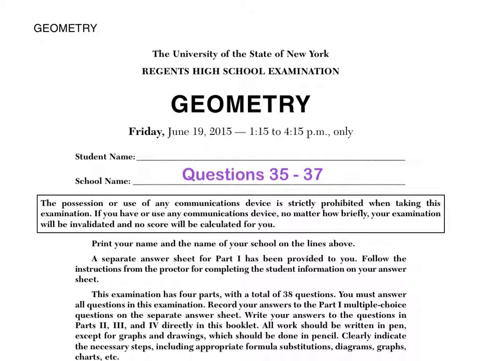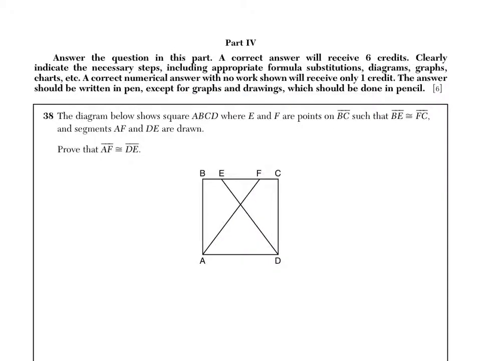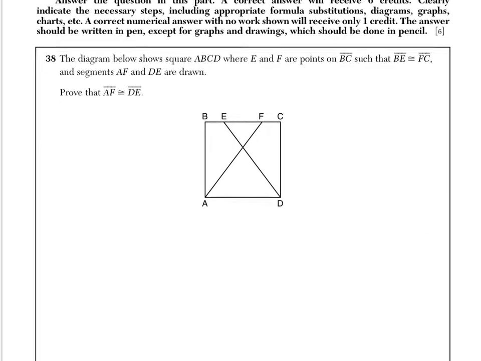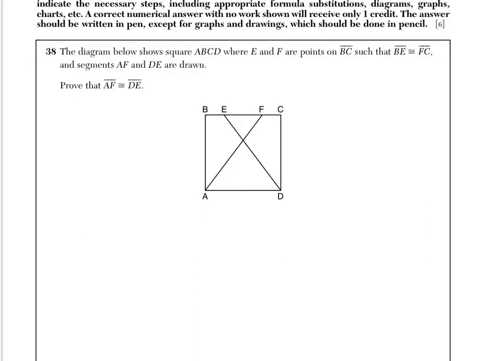This video will cover the geometry Regents exam from June 2015, questions 35 through 37. Number 38 is the one 6-point question that you have here on this old Regents exam. It says the diagram below shows square ABCD where E and F are points on BC such that BE is congruent to FC. Prove that AF is congruent to DE.